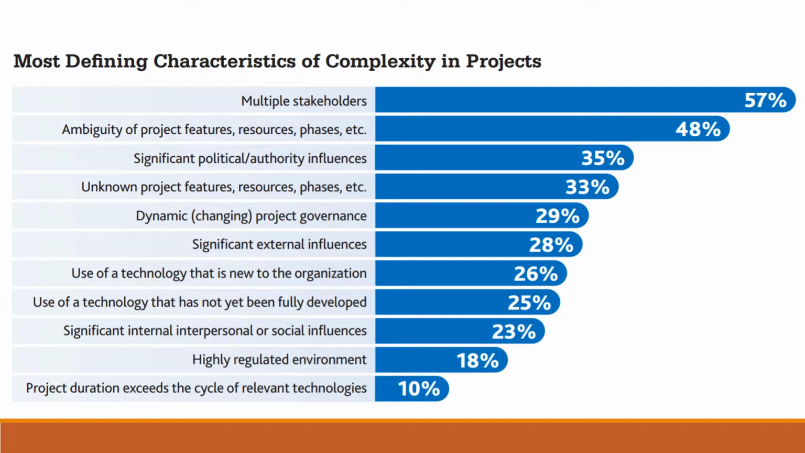Now, unknown project features again is related with ambiguity, because if you have ambiguous requirements, you might not be clear about what the project features are. And with ambiguous requirements, the client must be expecting three features while you could be expecting that you need to build only one, right? Dynamic project governance. Now, project governance keeps changing. That's true. Significant external influences.